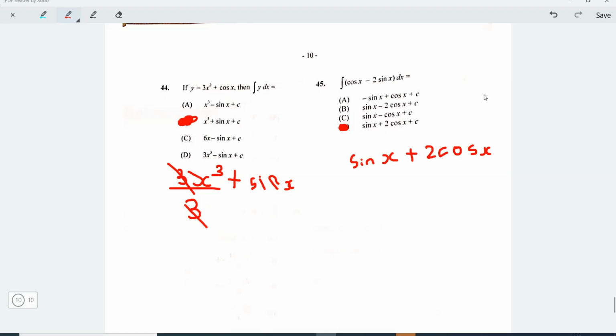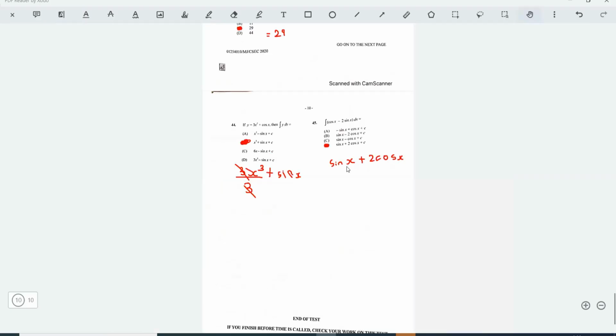So that's it. This is 2020 Add Math. It's really nothing to it. I just got hold of this paper and I decided to scan it, and here it is.